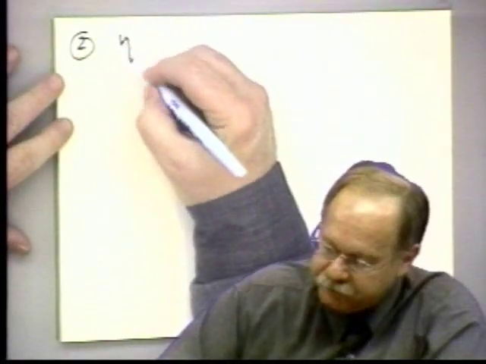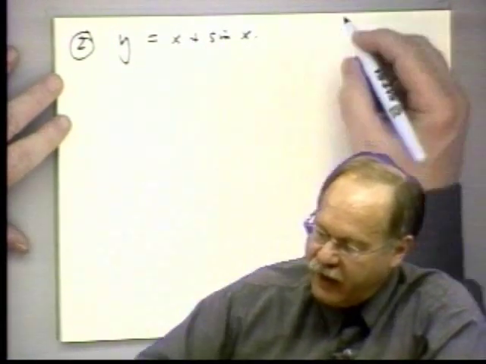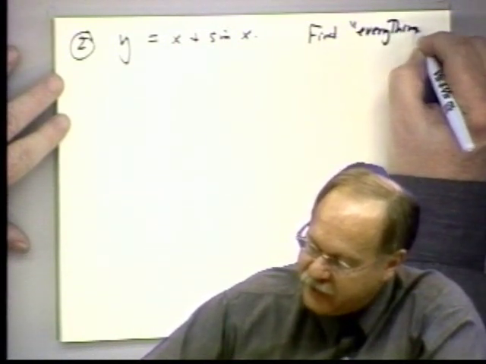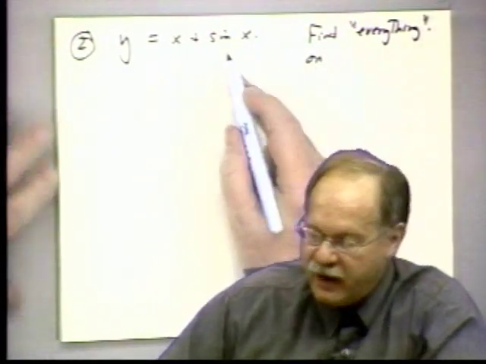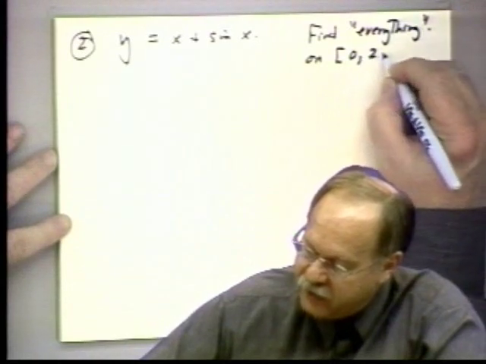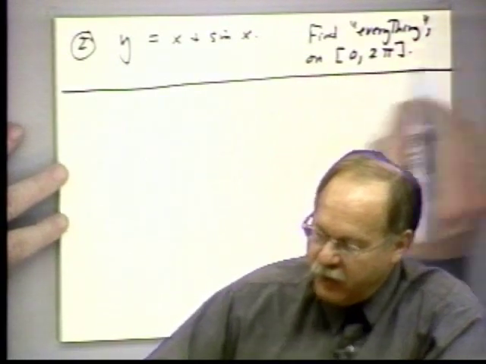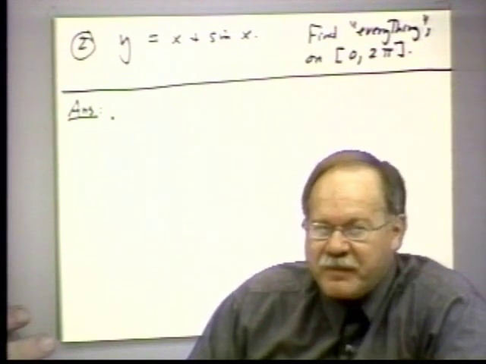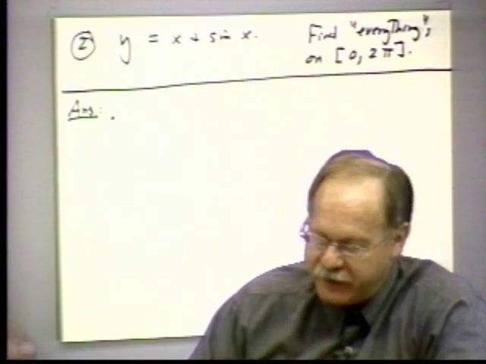Let's look at a simpler one as our second one. y equals x plus the sine of x. Again, find everything, and I won't list it out this time. I think you must have that memorized by now. But we want to find everything on one period of the sine function. So we'll pick the period 0 to 2 pi just to make it the same for everyone. So give that one a try. This one's computationally a little easier, but probably tests your knowledge of the sine and cosine functions a bit.